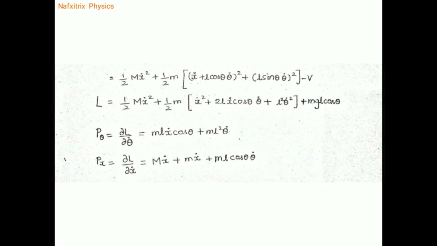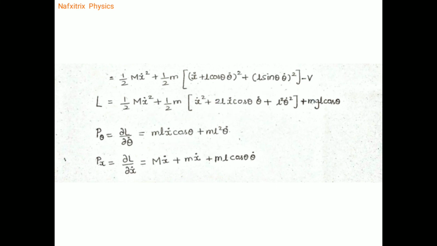So next, now we need to find p theta and px. Here p theta is nothing but, the formula for p theta is the partial derivative of L with respect to theta dot. So if we differentiate this L with respect to theta dot, this differentiation is 0 because the theta dot term is not there. Here also this term is 0, and if we differentiate this term, the 2 would get cancelled. So ml x dot cos theta would remain.